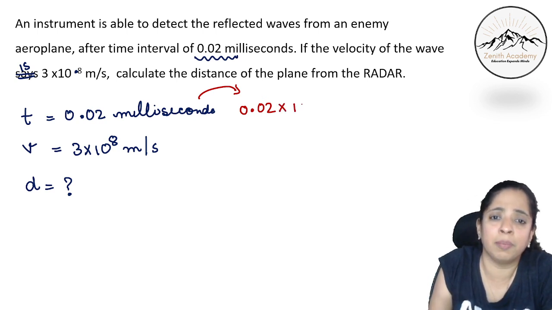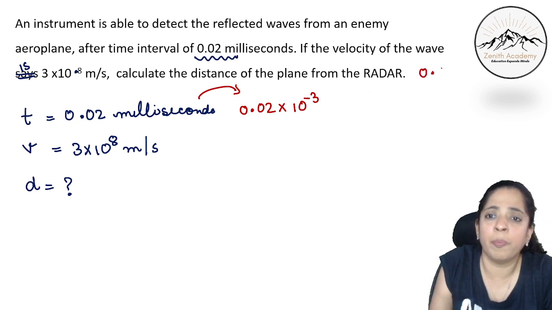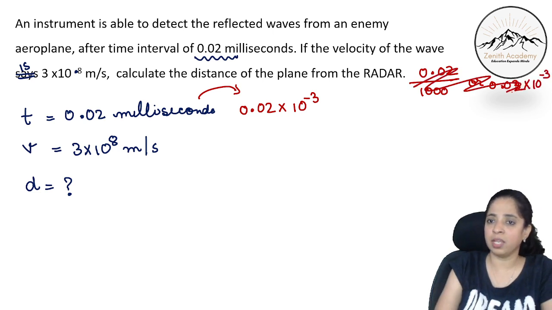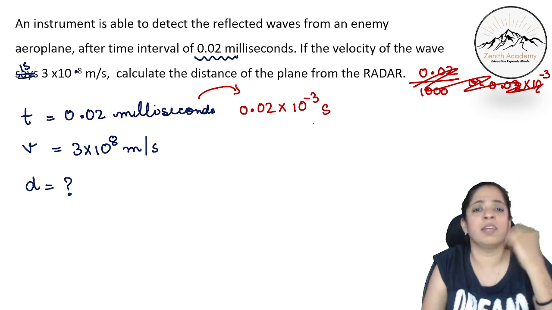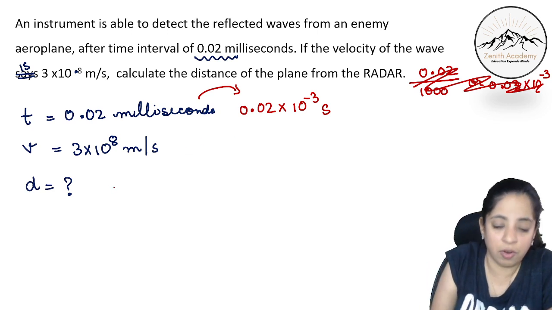So we have to multiply by 10⁻³ or we have to divide by 1000, right? Millisecond. So 0.02 divided by 1000, or we can write 0.02 into 10⁻³. One and the same thing. Children, understood? This is second. Divide by 1000 or multiply by 10⁻³. This is velocity. Now distance.